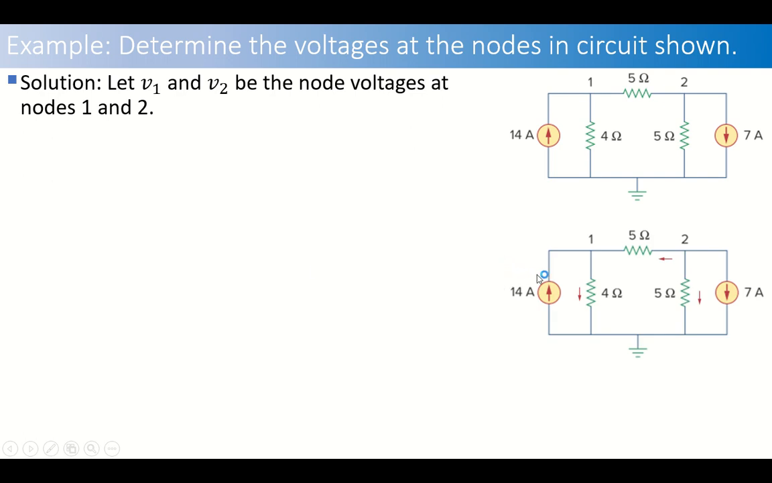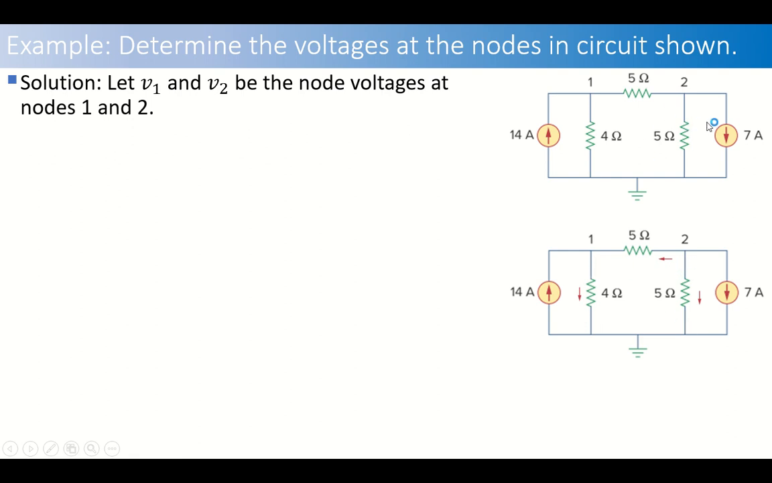So next we'll be assigning the current direction in each branch. Here the current direction in this branch is given. So this 4 ohm resistance is connected in between a non-reference and the reference node, so we can assume the direction of the current from the non-reference node to ground. This 5 ohm resistance is connected in between node number 1 and 2. Since both of these are non-reference nodes, we can assume the current direction from node number 1 to 2 or from 2 to 1. In this case, we have assumed from node number 2 to 1.